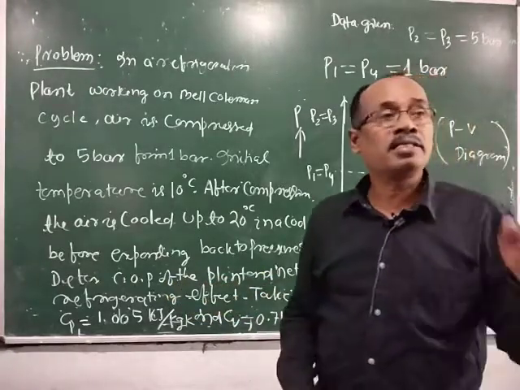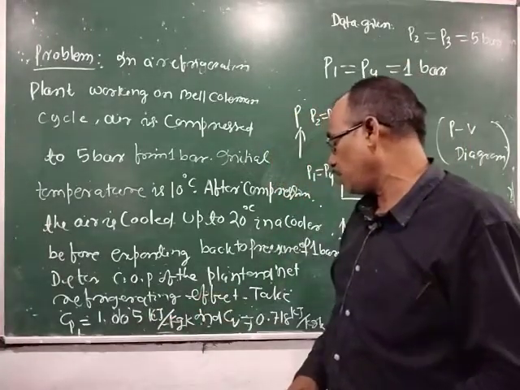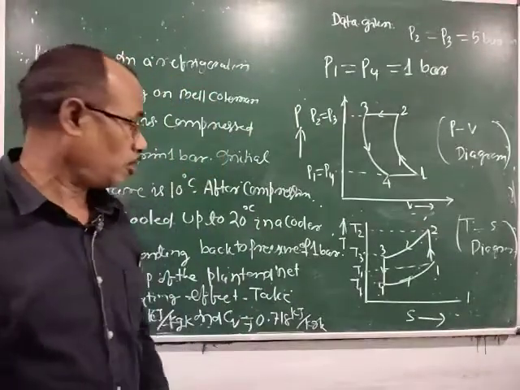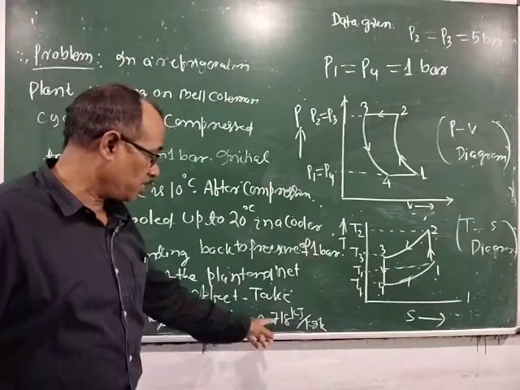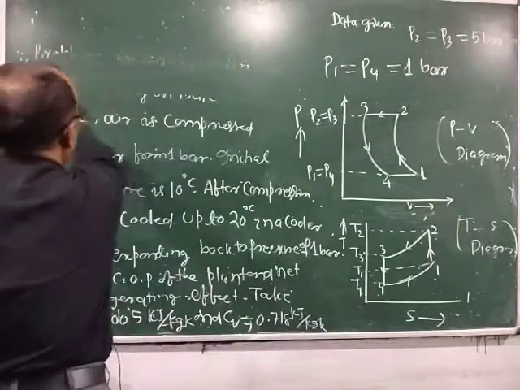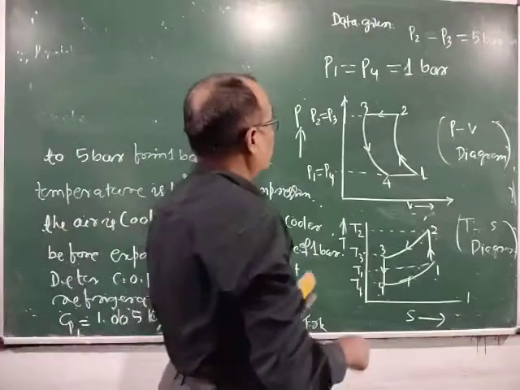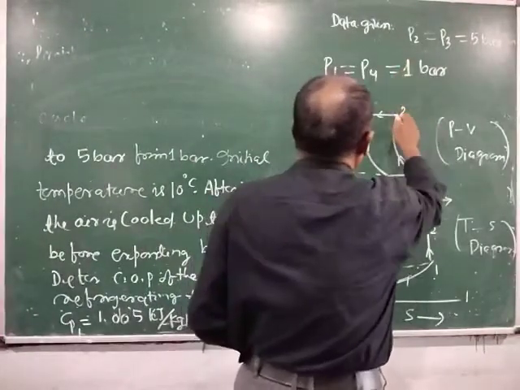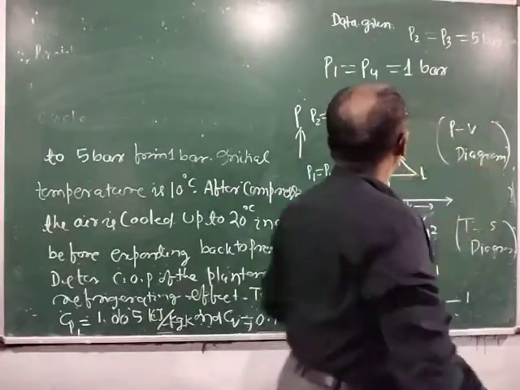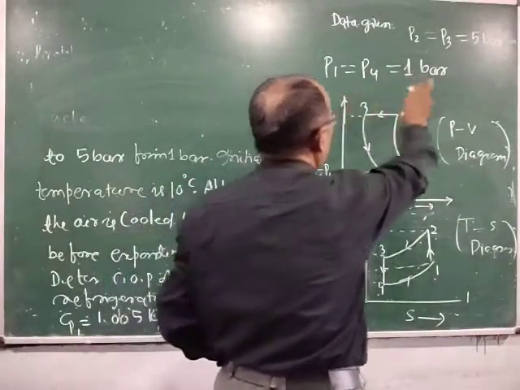Take Cp is equal to 1.005 kilojoule per kg degree Kelvin and Cv, that means specific heat at constant volume, is equal to 0.718 kilojoule per kg degree Kelvin. First of all, data given. P2 is equal to P3 is equal to 5 bar. P1 is equal to P4 is equal to 1 bar.